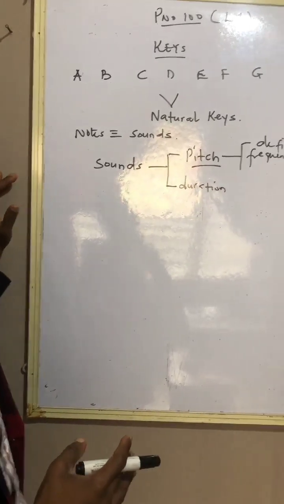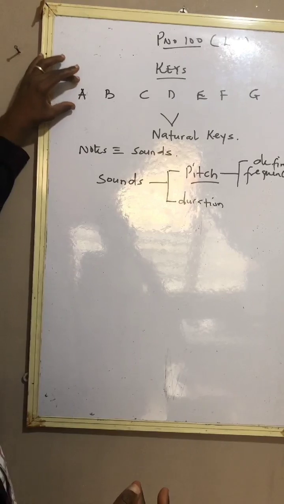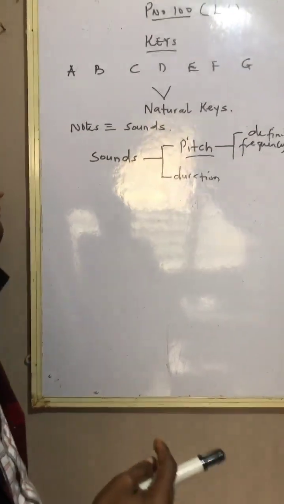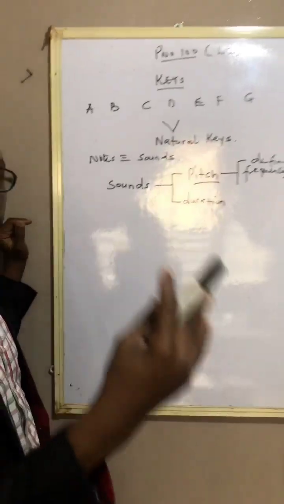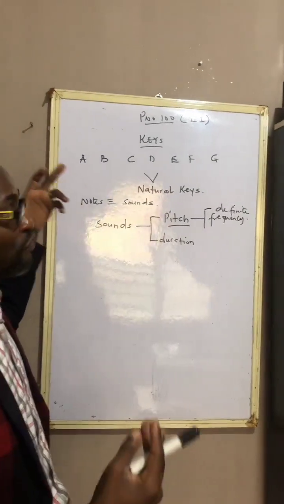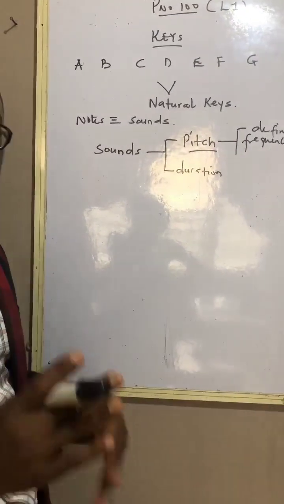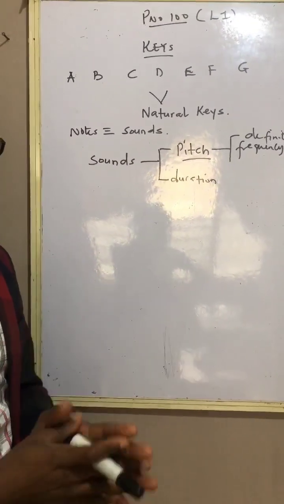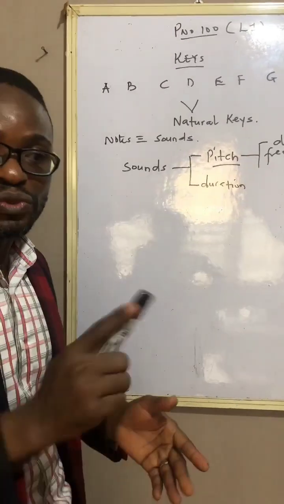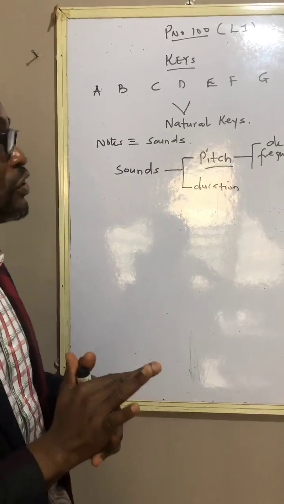But you have different A's, different B's, different C's, and you don't just have one particular A, one particular B, and one particular C. You have different pitches, different frequencies of A, of B, of C, and so on. That is why you have several keys when you look at the keyboard: A0, A1, A2, A3. We'll get to pitch notation in some other lessons.